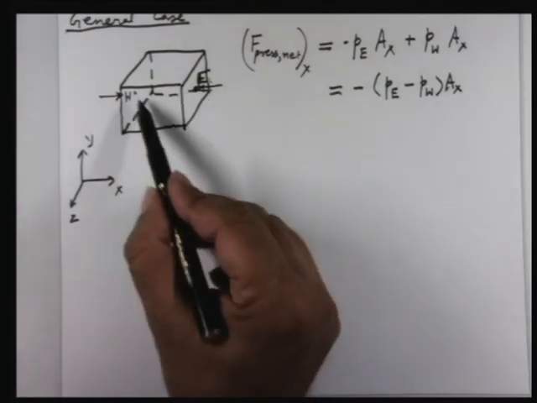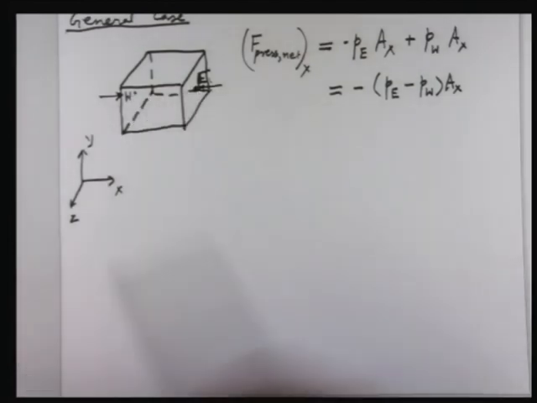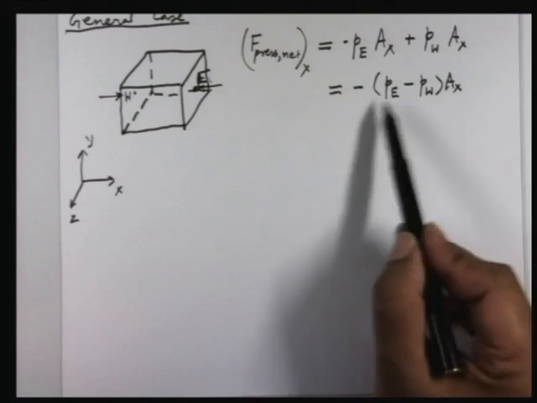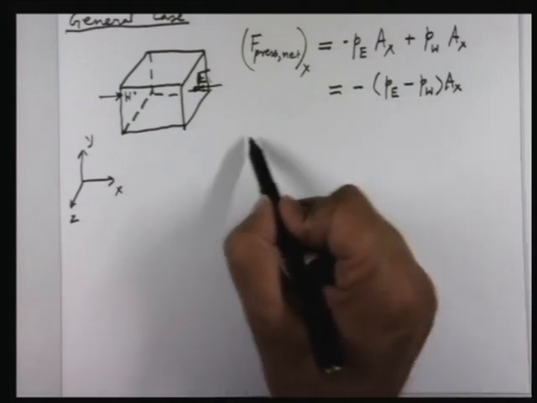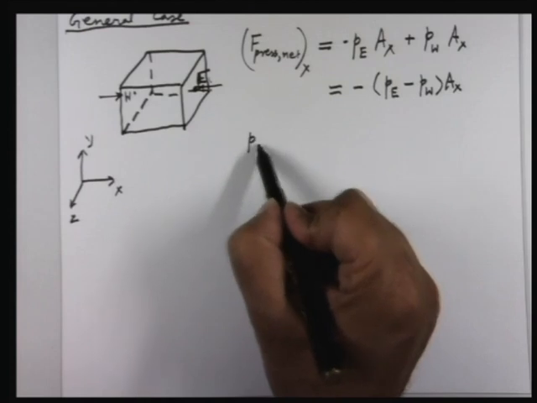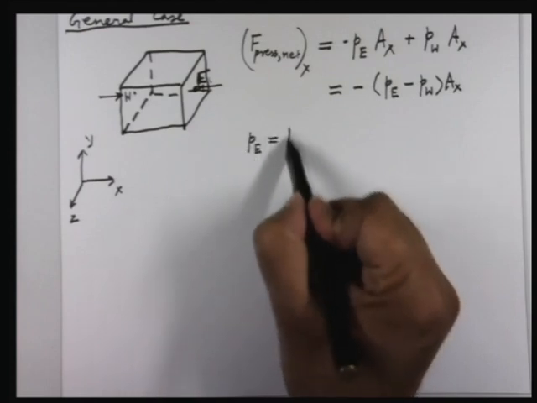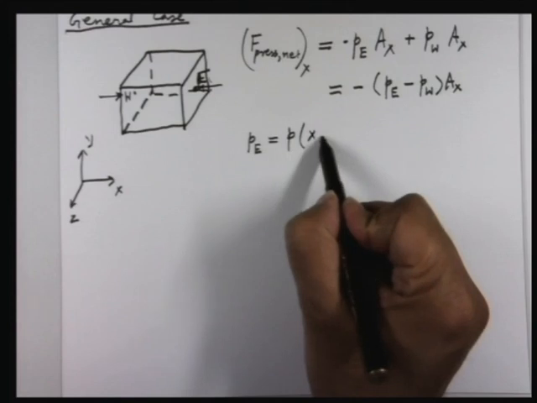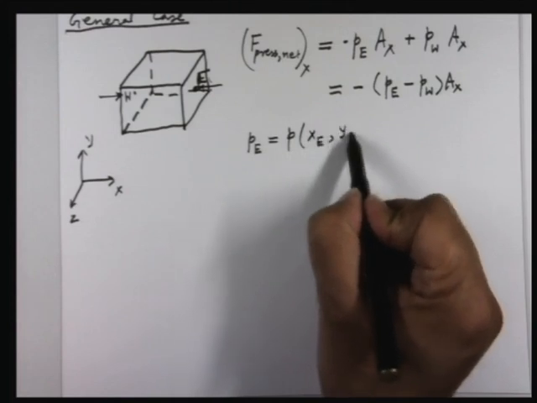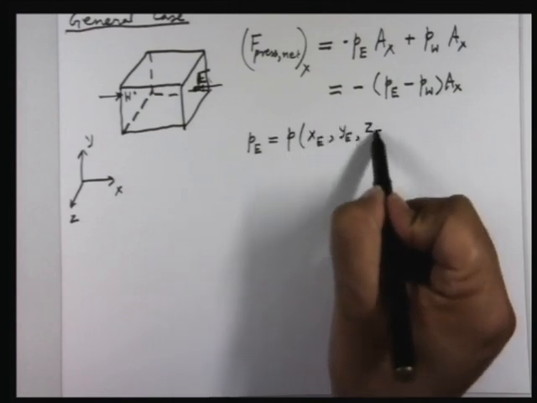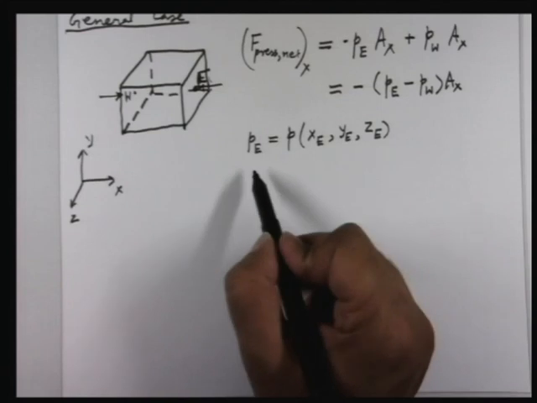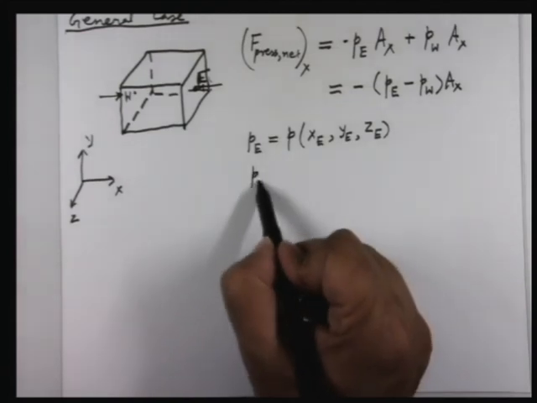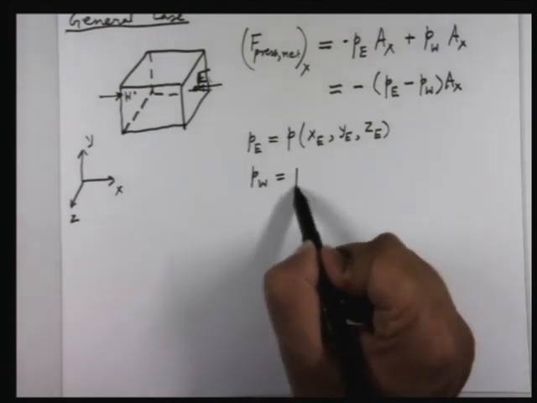Now if the pressure is varying in the X direction, only then there will be a difference in the east and west pressures. Here Pe I can write as P of Xe, Ye and Ze. Now I am taking P to be a function of X, Y, Z, and P west will be P of X west.